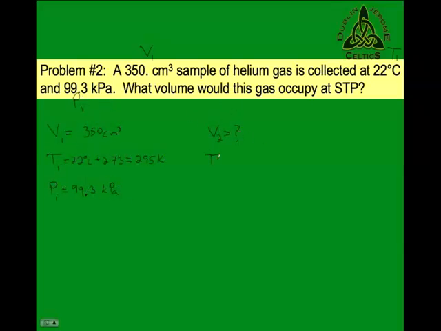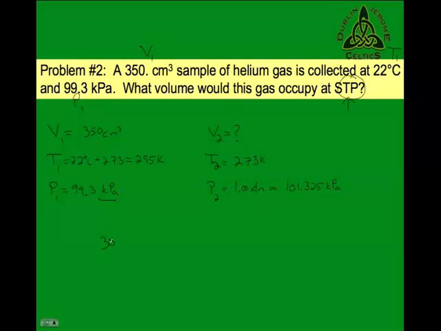There aren't any more numbers in the problem. How do I know my final temperature and pressure? It's right there. STP, standard temperature and pressure. What is standard temperature? 273 Kelvin. Standard pressure, 1 atmosphere, or, because I'm in kilopascals, the units have to match. I know that 1 atmosphere is also equal to 101.325 kilopascals. Standard pressure, just in a different unit. Now we can say what's going to happen to the volume.